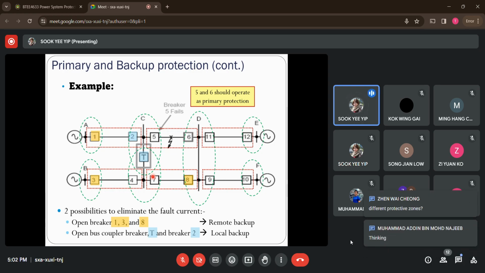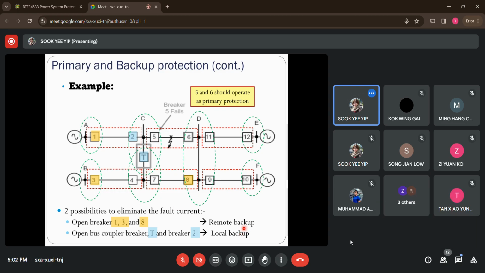Different protection zone. No, that backup is from different protection zones. I mean, these are the zones for this particular fault, right, that happens between C and D. You can see these are all from different protection zones.